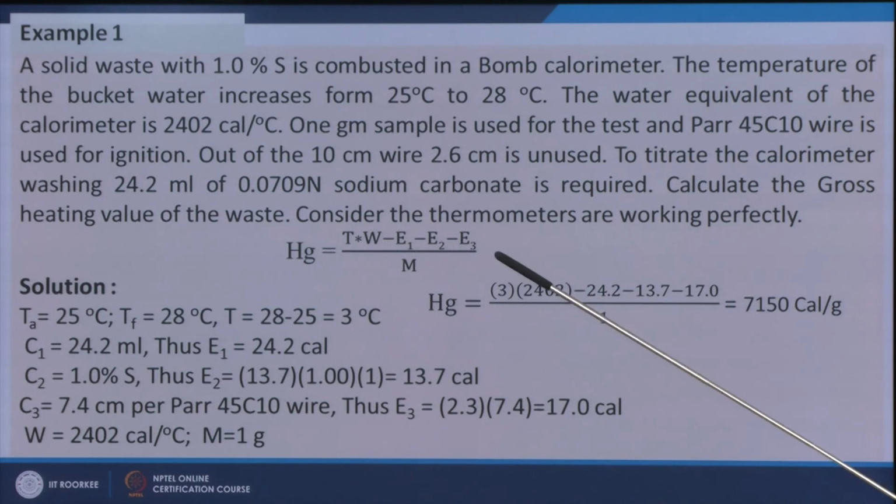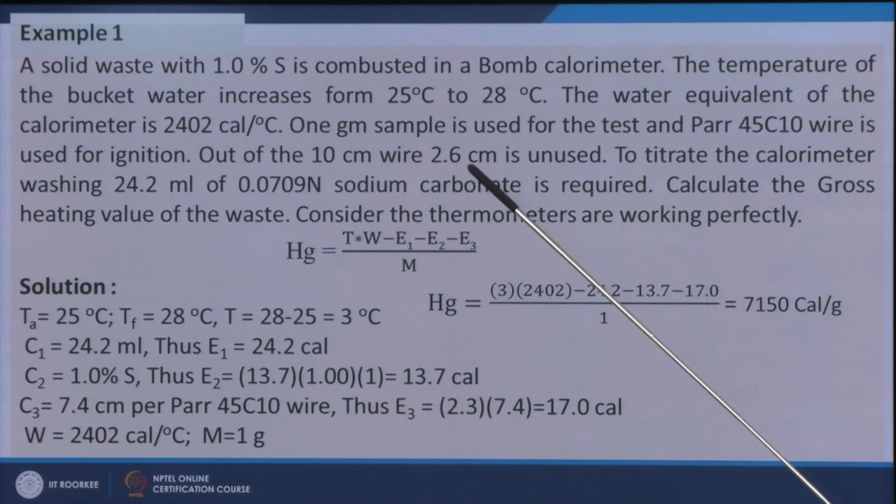For the determination of E3 we need how much wire has been consumed. Out of 10 centimeter, 2.6 centimeter is remaining, so consumed is equal to 7.4 centimeter. As the type is PAR 45 C 10, so 2.3 into 7.4, that is equal to 17.0 calorie, that is the E3.